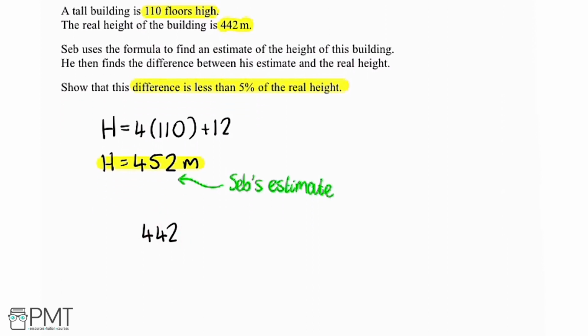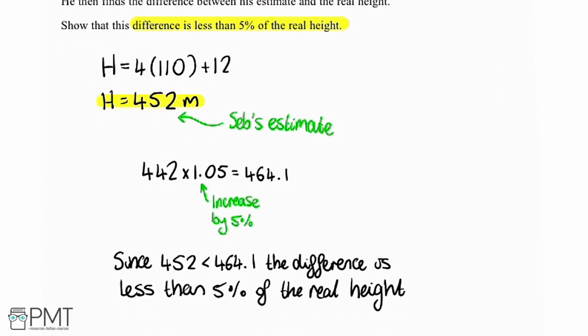Now we can see that the real height is less than Seb's estimate. So what I'm going to do is take the real height, and I'm going to increase it by 5%. If this number is less than the increased number, the difference is less than 5% of the real height. Or if this is outside of that range, we know that it's not. So to increase by 5%, we multiply by 1.05, giving us 464.1. Now we can compare this number and this number. And since 452 is less than 464.1, the difference is less than 5% of the real height.